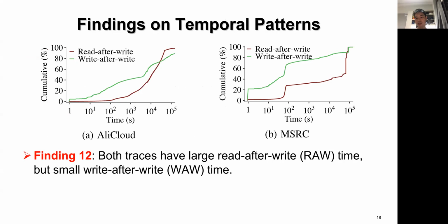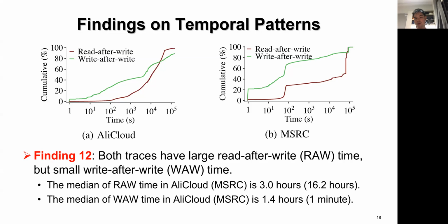For temporal patterns, we investigate the temporal relationship of the adjacent I/O requests. Finding 12 is an example of investigating the request after a write request on a block. We refer to a read after write request as the read following immediately the write to the same block, and a write after write request as the write following immediately the write to the same block. We measure the time of a read after write request as the elapsed time between the adjacent read and write to the same block. The figure shows that both traces have large read after write time, but small write after write time. It indicates that the written blocks tend to be written again rather than read.